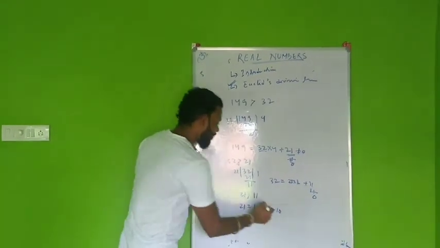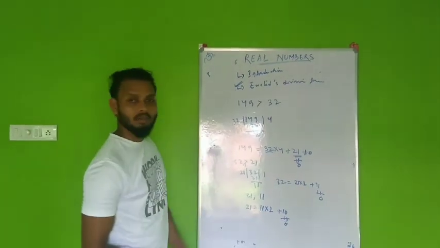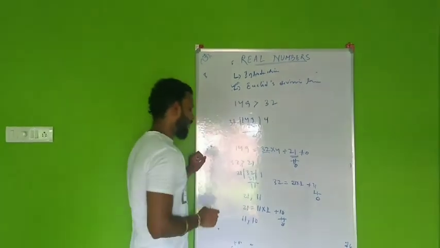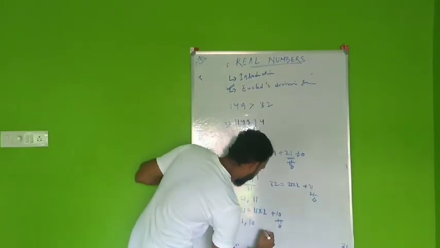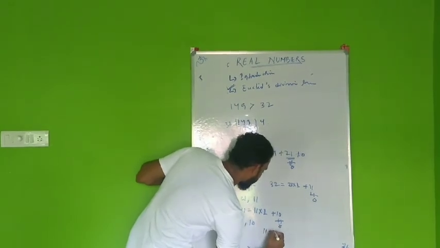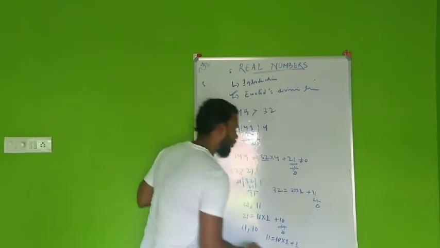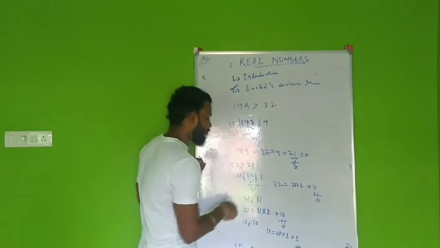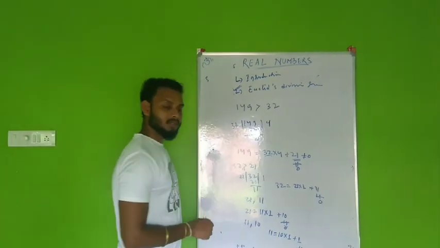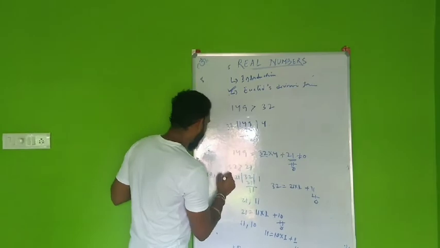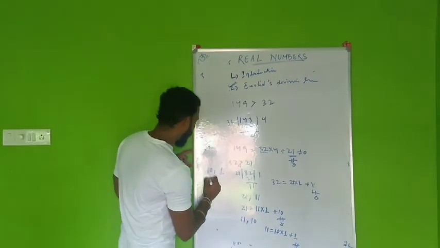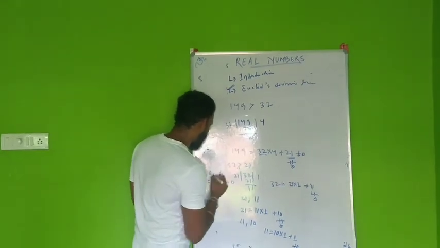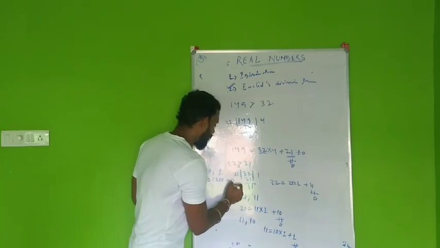Because this is not equal to 0, again I will use Euclid's division lemma for 11 and 10. So I can write 11 is equal to 10 into 1 plus 1. Again this is not equal to 0, so I will use Euclid's division lemma for 10 and 1. Now 10 I can write as 1 into 10 plus 0. So now I get the remainder equal to 0.